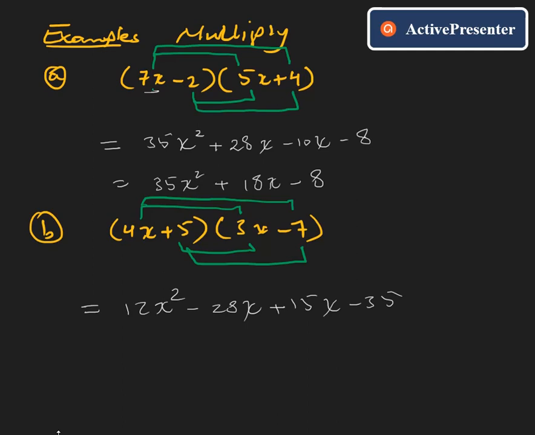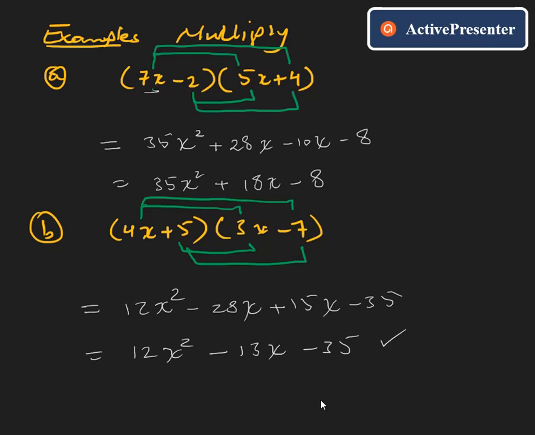So we will add like terms. So 12x squared will remain the same, minus 28x plus 15x is exactly minus 13x, and minus 35 will go down, and we are done for this question. So this is equal to 12x squared minus 13x minus 35, and we are done for this question.